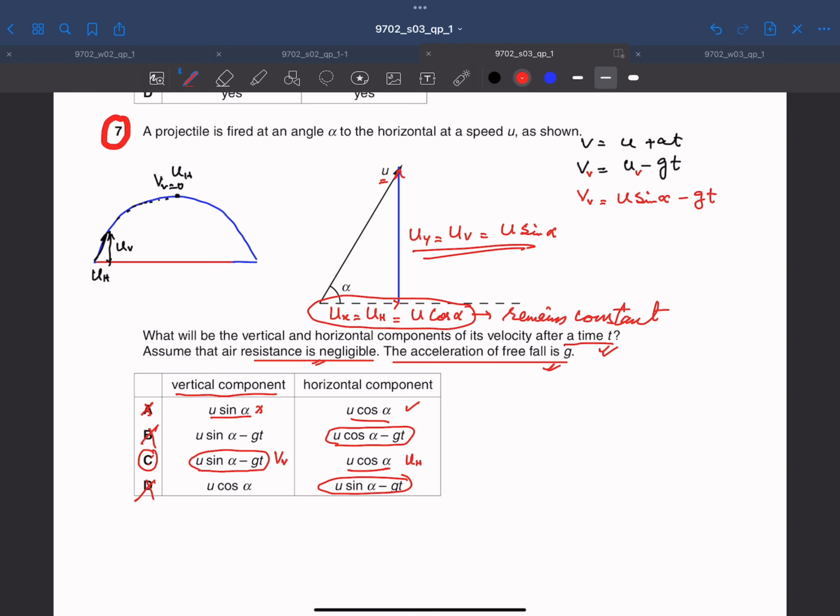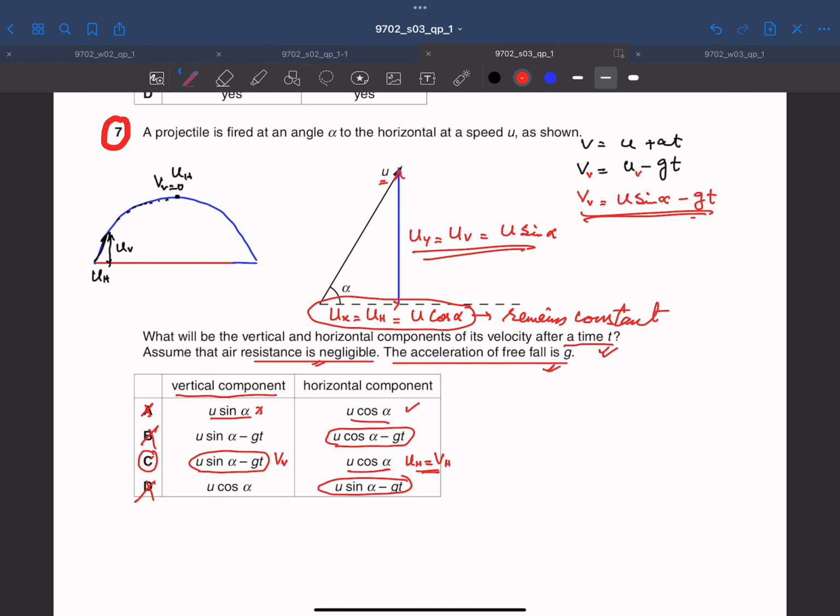Here vH, the horizontal component, is the same initially and after time t, but the vertical component will not be. The vertical component cannot be u sin alpha, but it will be u sin alpha minus gt, as we have just written here. So your correct answer will be C. Be careful of this description, and this is very, very important.